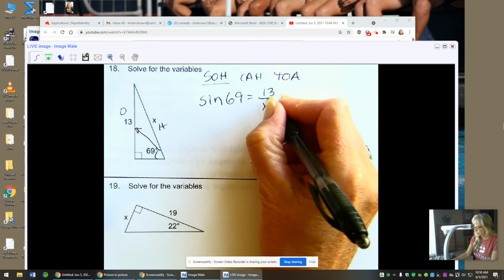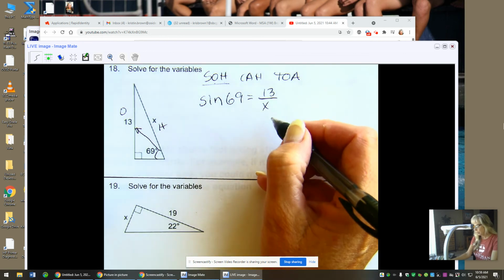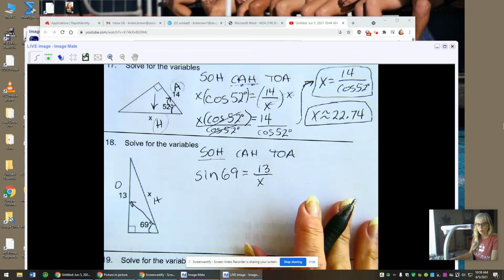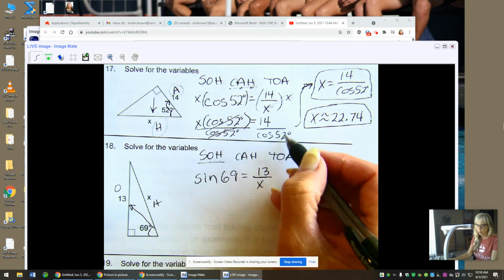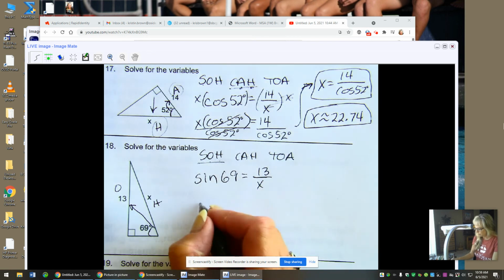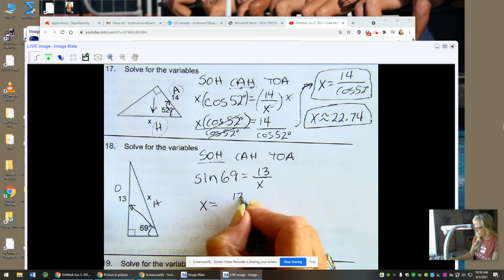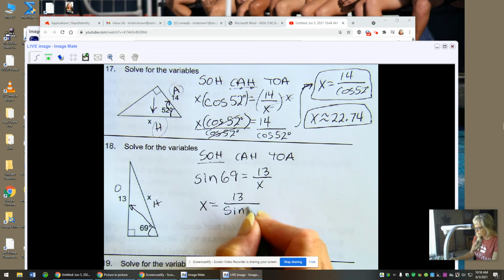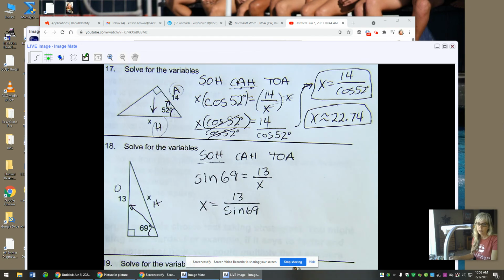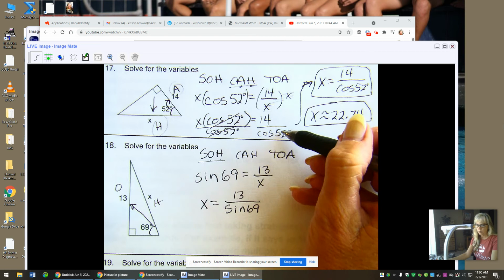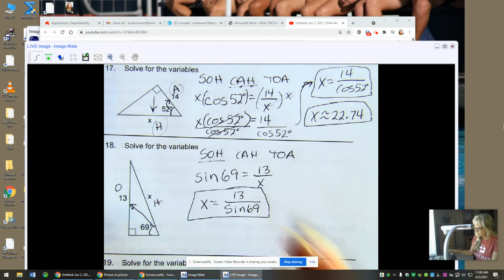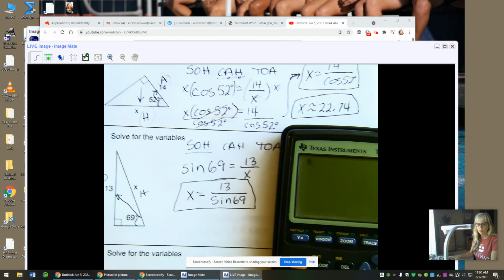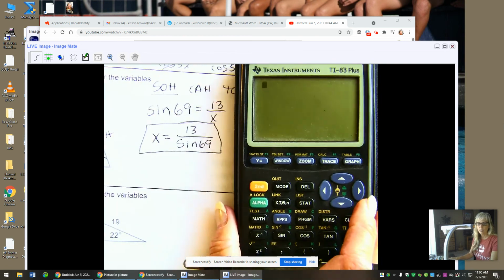Well, we need to mix this up a little better. Again, that's just like the last one. We're going to multiply by that x, but in the end, it's going to end up as a division problem. So we could jump straight to it. We know it's going to be x equals that 13 over the sine of 69. Since we just did it, same type of problem, we know it's going to end up division. That's exact. Our calculator will give us the estimate.